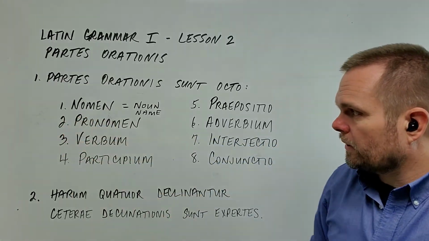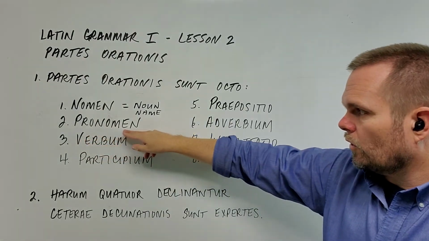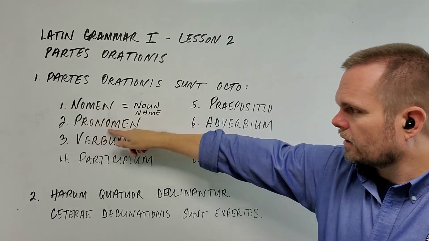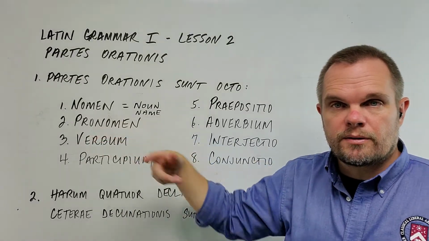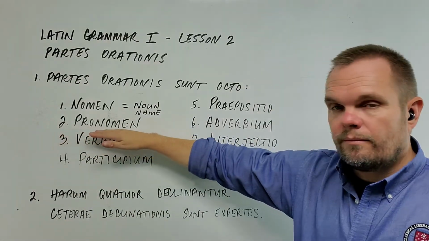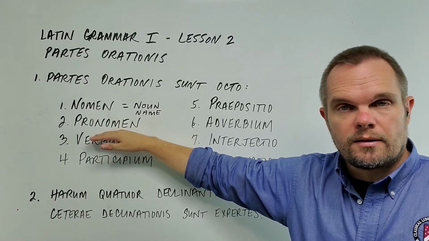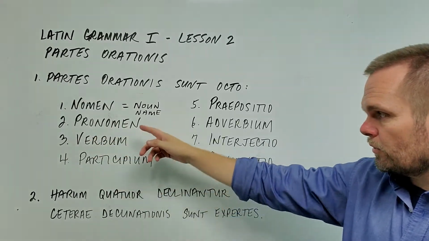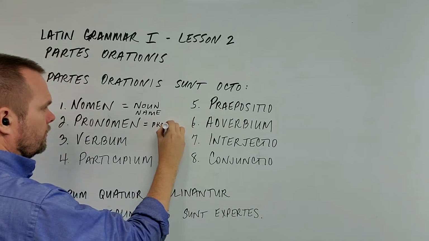The second part of speech, pronomen. And we can see that nomen is in the name of the second part of speech. Pro is a Latin word that means in place of or for. Pronomen is a word that is used in the place of a noun. A word used in place of a noun is a pronomen. And in English, we call these pronouns.